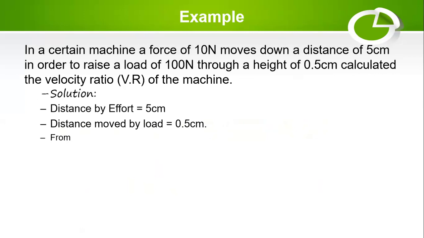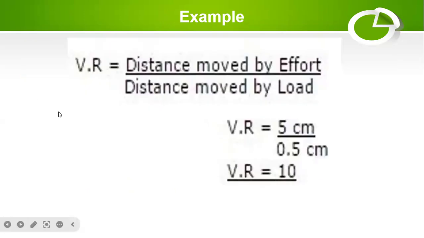Example: in a certain machine, a force of 100 Newton moves a distance of 5 centimeter in order to raise a load of 100 Newton through a height of 0.5 centimeter. We are required to calculate the velocity ratio of the machine. Solution: the distance moved by the effort is 5 centimeter, while the distance moved by the load is 0.5 centimeter. From our equation, velocity ratio equals 5 centimeter divided by 0.5 centimeter, so the velocity ratio equals 10.